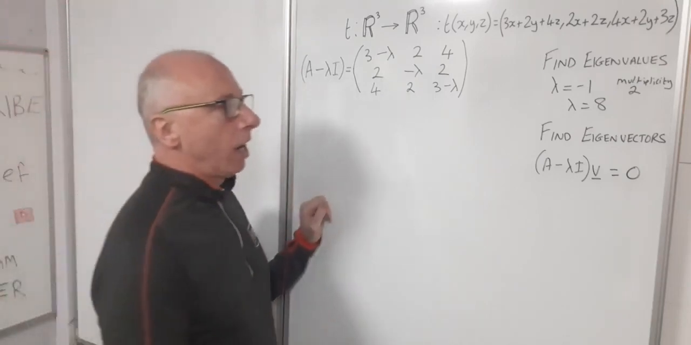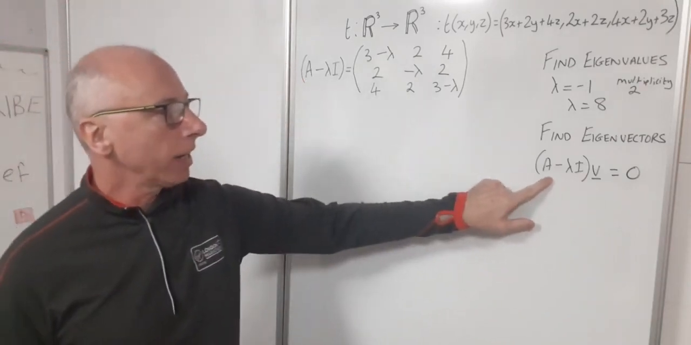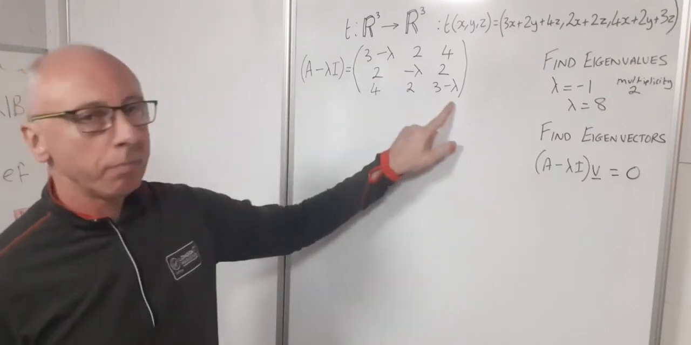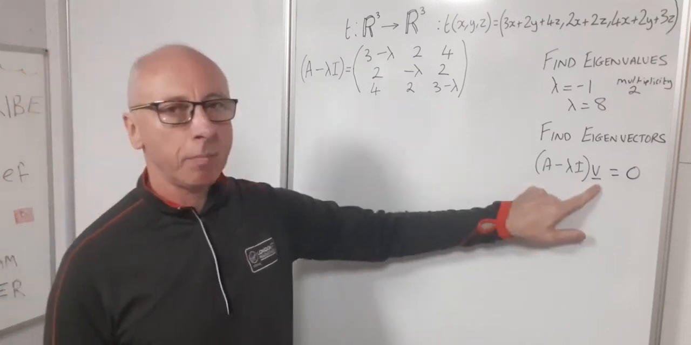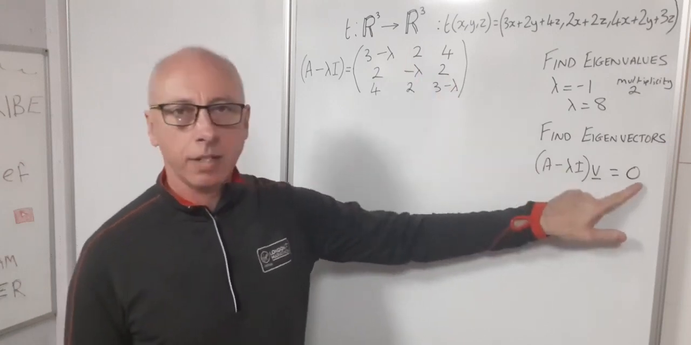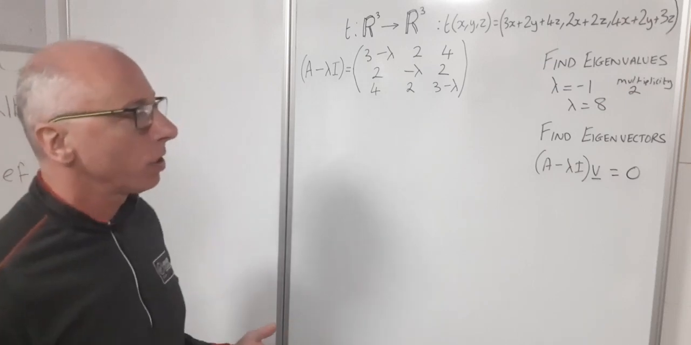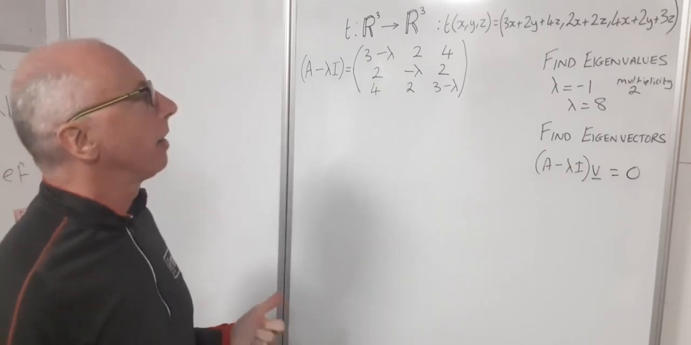Okay, so now we can find the eigenvectors. I've written here the equation to find the eigenvectors. So we take this matrix here, multiply it by the standard vector x, y and z as its 3 dimensions and set it to be 0. And then we get a system of equations and we find the solutions for x, y and z.